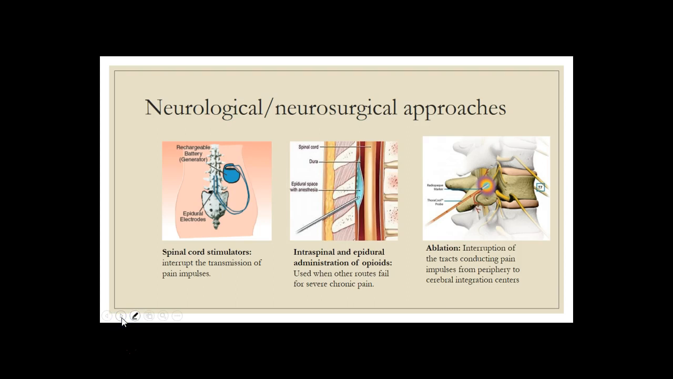Other approaches, neurological, neurosurgical approaches like stimulators, intraspinal and epidural administration of opioids, and ablation, which just basically deadens the nerve. That can be either done with cold or heat.